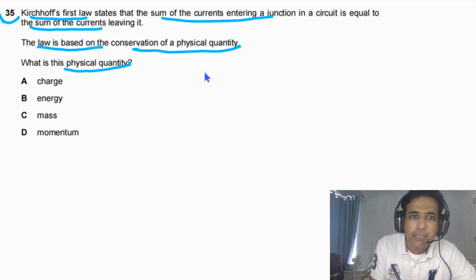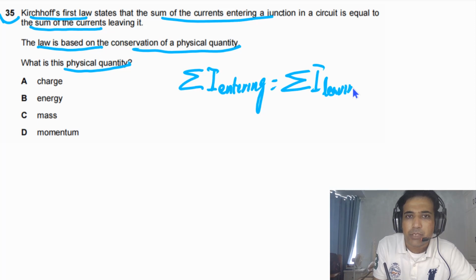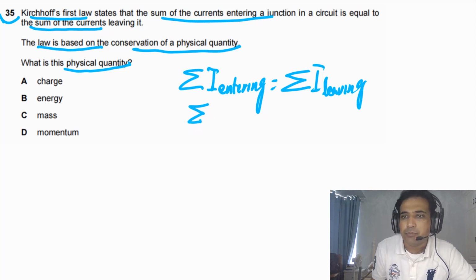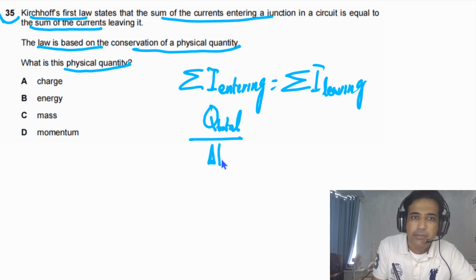Kirchhoff's first law simply tells us that sum of currents entering a junction is equal to sum of currents leaving the same junction. We can also write down this one. This means the sum of the charge, or simply we can say the total charge, Q total, entering the junction in a given time, let's say in time delta t.